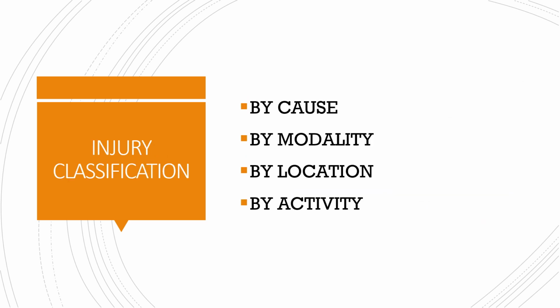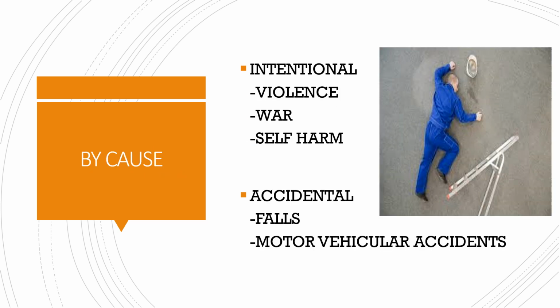So how do we classify our injuries? This is by cause, by modality, by location, and by activity. First, we have by cause. So, what caused the injury? So, it may either be intentional or accidental. So, for intentional injuries, examples of this are violence, war, or even self-harm. For accidental naman, we have your falls or your motor vehicular accidents.